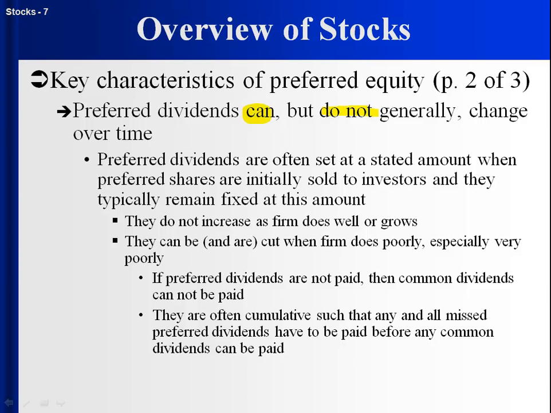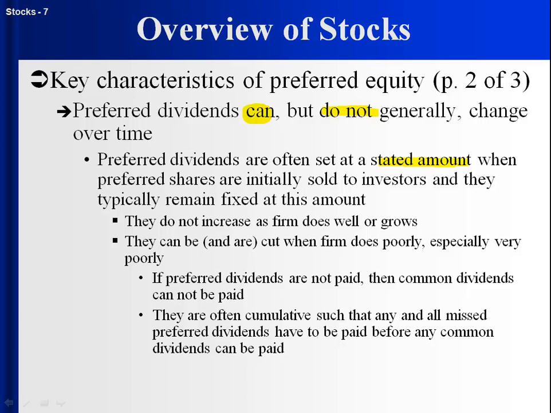We're going to talk about some things now that make preferred shares attractive. We've talked about what they can't do. They don't have voting rights. They can't force the firm to pay dividends. So preferred dividends are often set at a stated amount. When preferred shares are initially sold to the public, either as a percent of book value or as a dollar amount, they're sold with the expectation of a fixed dividend forever and ever.